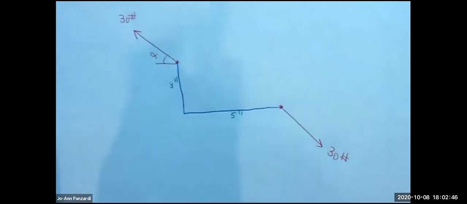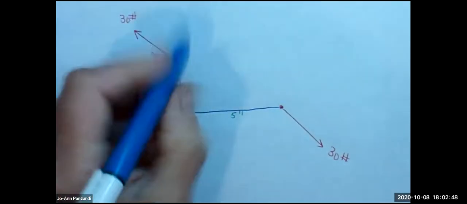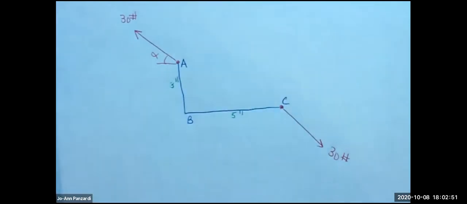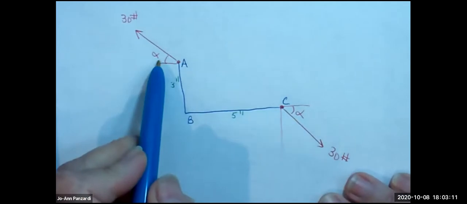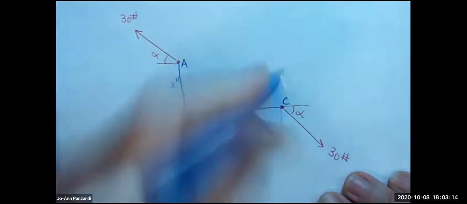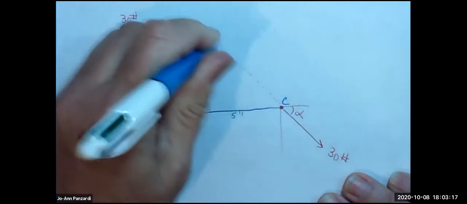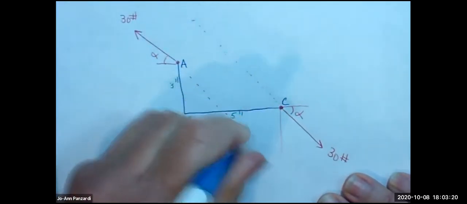Okay, so I have this bracket here, right? It goes from A, B to C. And let's put the angle here. So these are both 30 pounds and they're both off at an angle, and they're off at the same angle. So I could go like this. Are they couples? Yes. Right, they're equal in magnitude and opposite in direction.